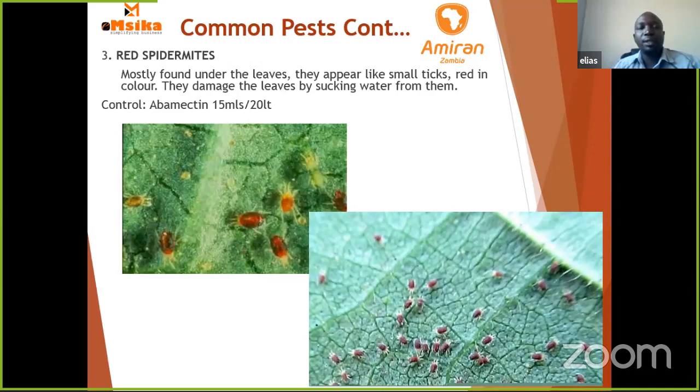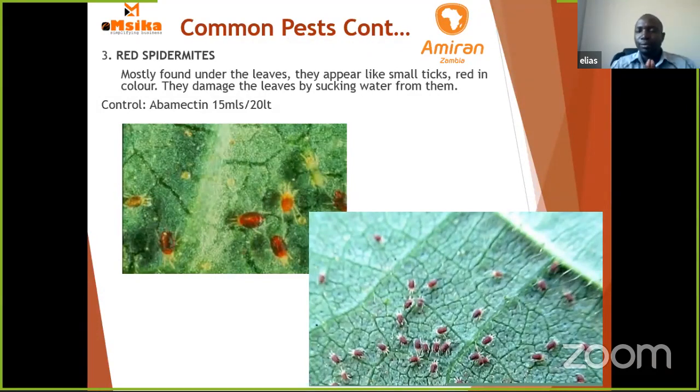The other pest or insect that we look at is the red spider mite. This red spider mite is mostly found under the leaves of the plants. They appear like small ticks, reddish in color. They damage the leaves by sucking water from the leaves. So sometimes at an early stage, you may not be able to know that there's an invasion of red spider mite in your crop. But the most vivid sign that you can see at the beginning is the cobwebs on the leaves. And mostly underneath, on the bottom of the leaf, you find that there are cobwebs.